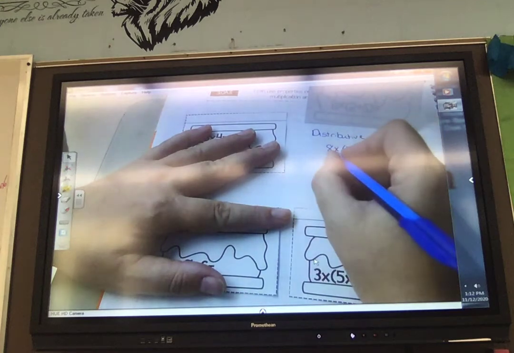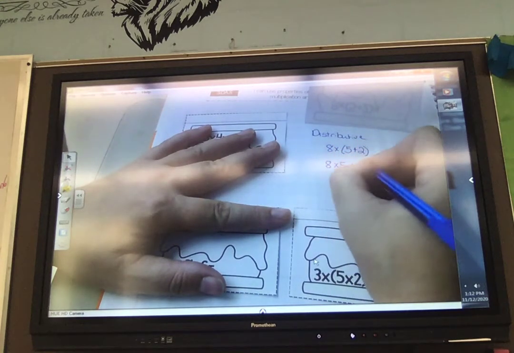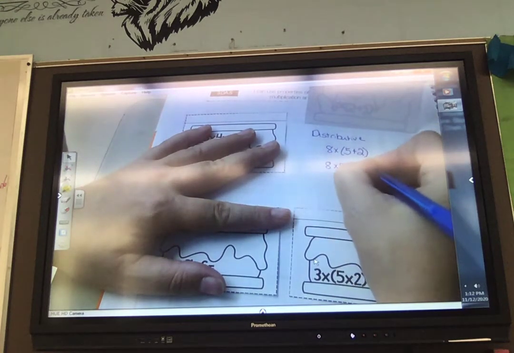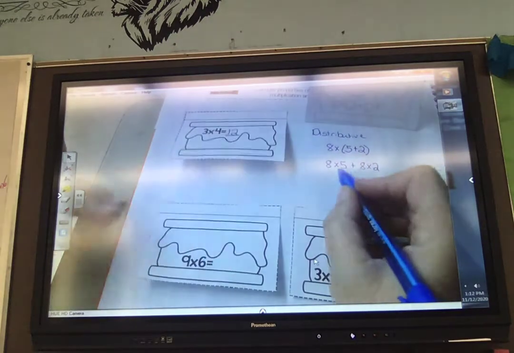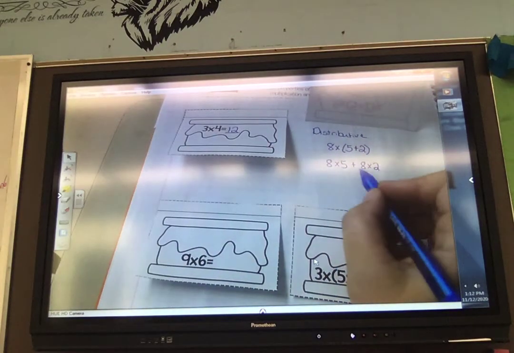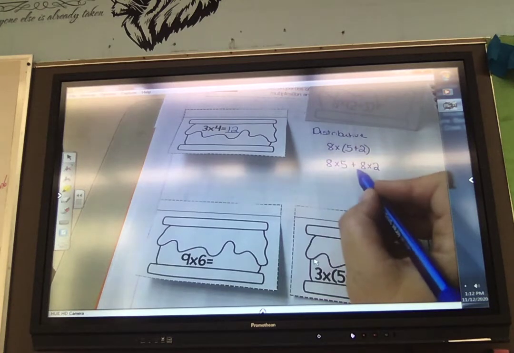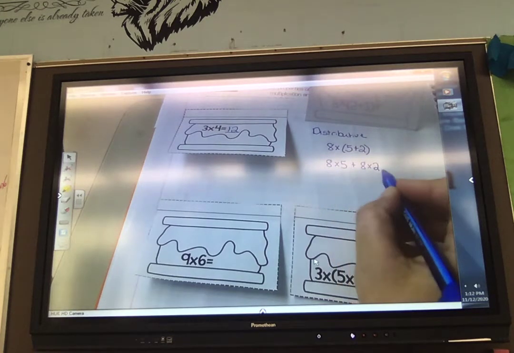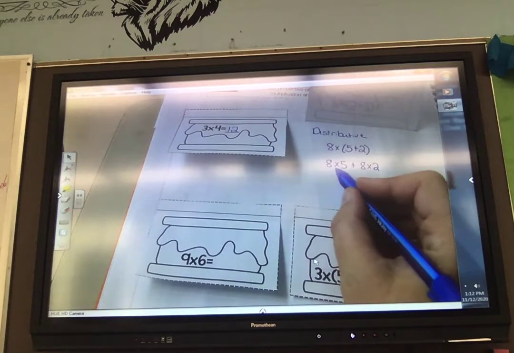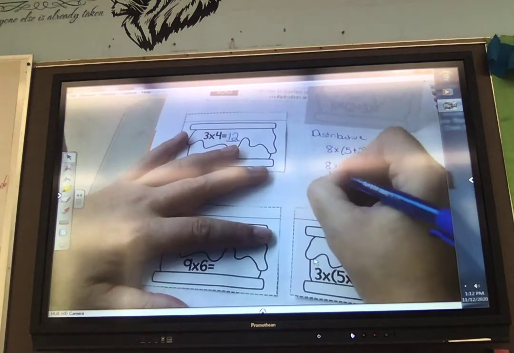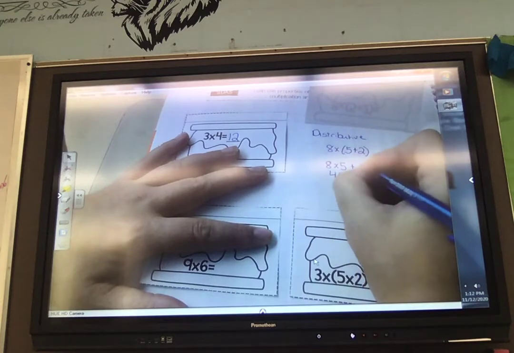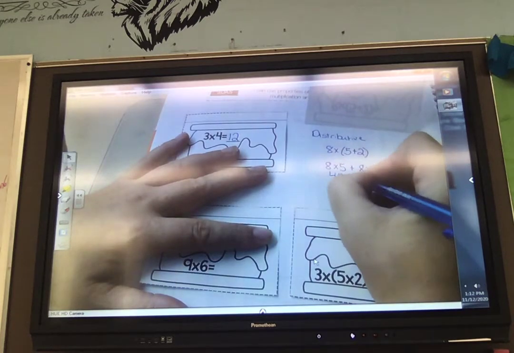And then we're also going to give the 8 to the 2. So we're going to say 8 times 2 as well. Now, in between both the 5 and the 2 is a plus sign. I'm going to keep between those 2 problems a plus sign. So now we're going to work out both sides. 8 times 5 is 40, plus 8 times 2 is 16.